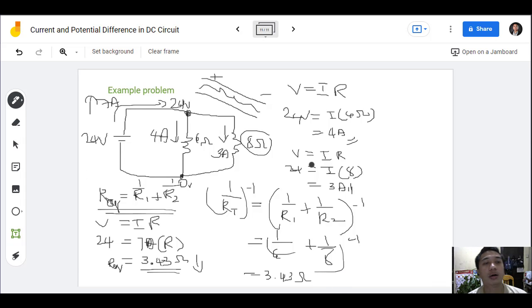So, yan. So, ang computation for the parallel circuit. I hope na may natutunan po kayo ngayong araw na ito. So, maraming salamat po.